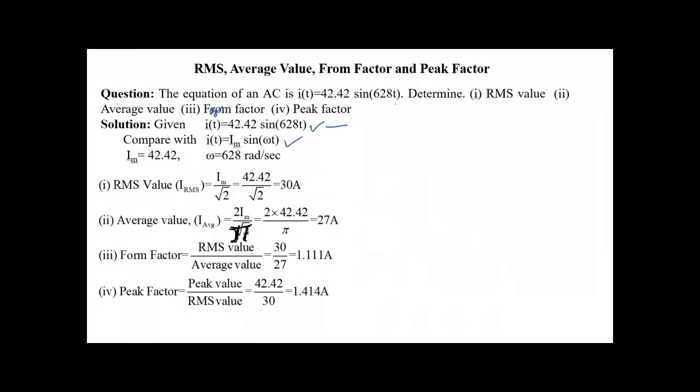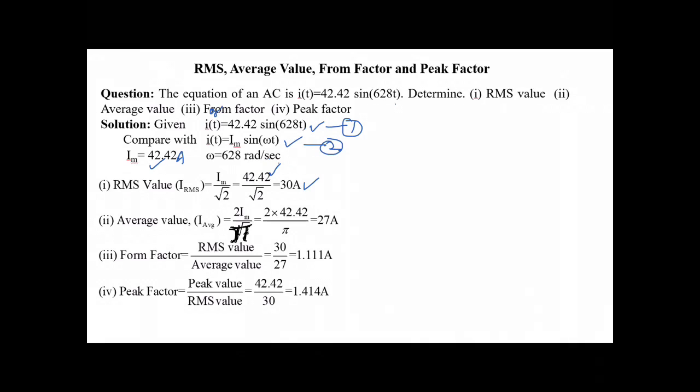Let's compare equation number 1 with equation number 2. So we get that Im equals 42.42 ampere and omega equals 628 radian per second. As we know, RMS value, I RMS equals Im by under root 2. So Im is given to us, that is 42.42 ampere. So I RMS equals 42.42 ampere divided by under root 2 equals 30 ampere.